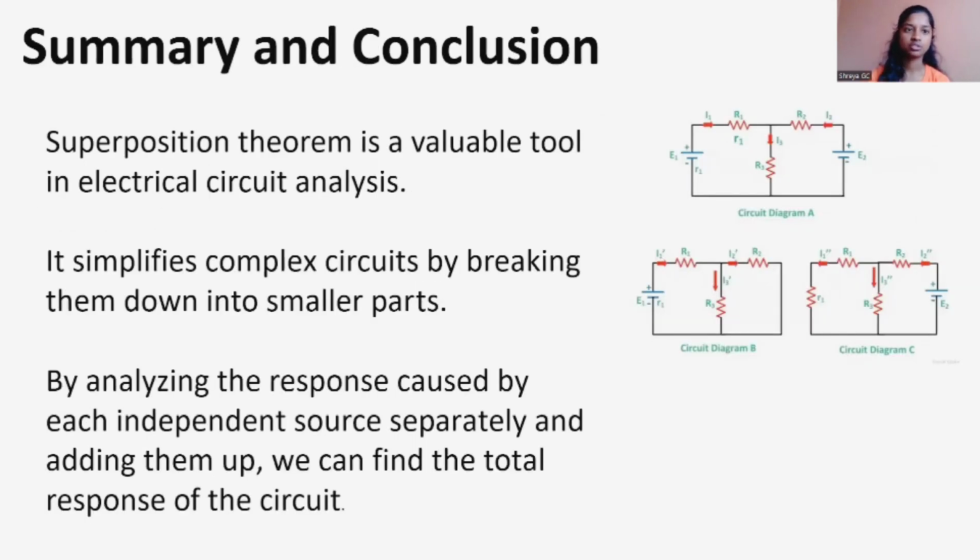Summary and conclusion. Superposition theorem is a valuable tool in electrical circuit analysis. It simplifies complex circuits by breaking them into smaller parts. By analyzing the response caused by each independent source separately and adding them up, we can find the total response of the circuit.